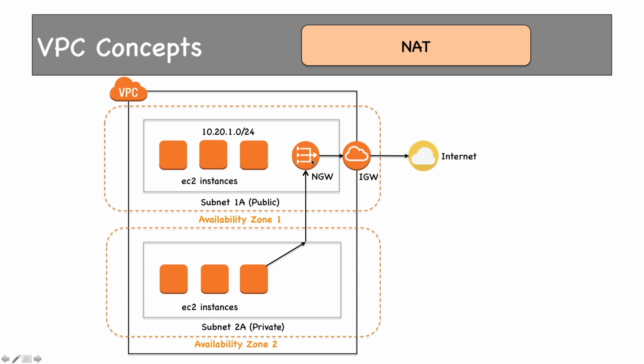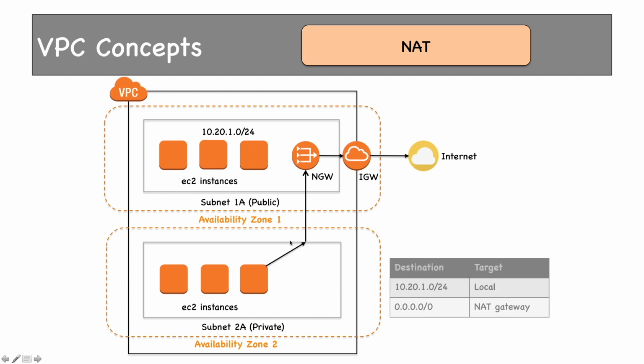If any request emanates from internet, say I am sitting here and I want to connect to one of these EC2 instances, so I start an SSH request for these EC2 instances, those would be stopped by the NAT gateway. It will not allow any requests from internet to go into the EC2 instances which are in private subnet. This would be the route table for subnet 2A or the private subnet.